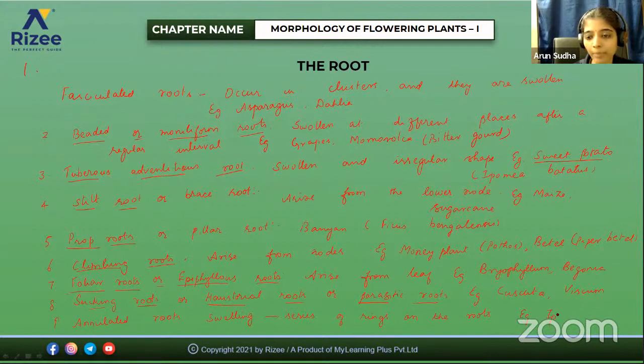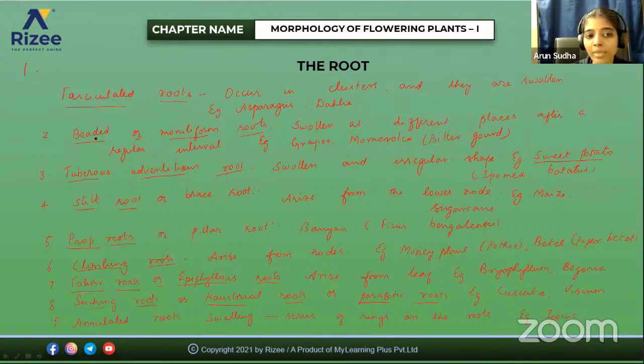Example is ipecac. So these are the different modified forms of the adventitious roots. First one is fasciculated roots. So what are fasciculated roots? They occur in clusters and they are swollen. Examples of these roots are asparagus and dahlia.